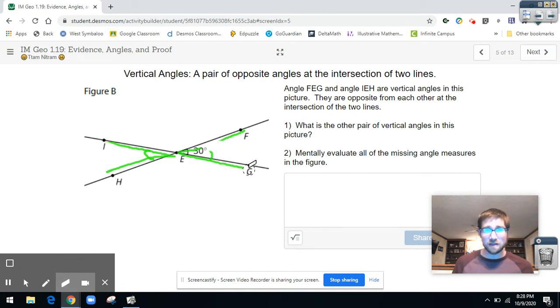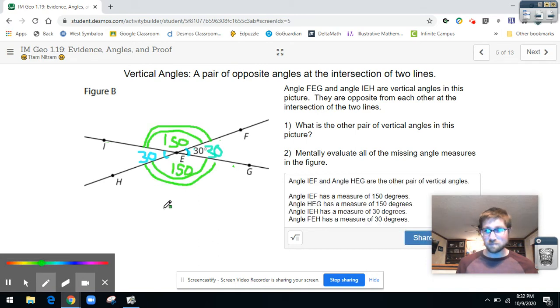If you've taken time to do that, I hope you came up with something that looks a little bit like this. The obtuse angles here both have to be 150 degrees because FEG is a linear pair with IEF, and therefore 30 plus 150 makes 180 for the straight line. You can make the same argument for FEG with HEG, that they would have to be a linear pair and therefore make 180 degrees. Interesting fact, the other vertical angles, IEF and HEG, do you notice what happened here?